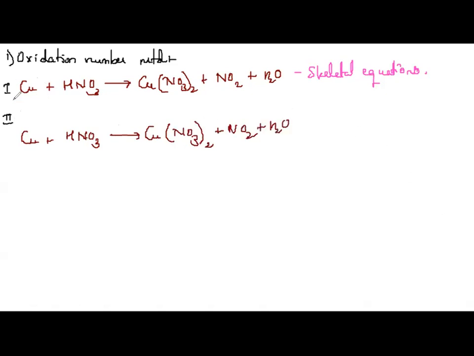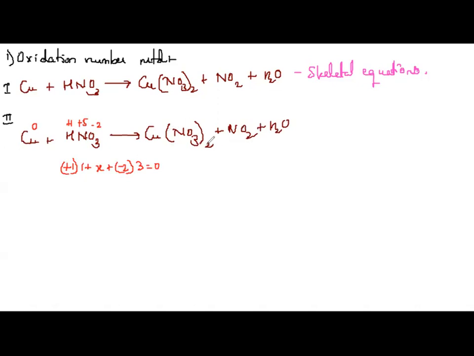Now I have to assign the oxidation states. Let us assign it. Copper in elemental state is 0. HNO3: oxygen, I know, is -2, and hydrogen is +1. Then what is nitrogen? Can we calculate it? So +1 into 1 atom plus X into 1, plus -2 into 3 is equal to 0. So 3 twos are 6, -6 plus 1 is -5. So X is equal to what? It is +5. So nitrogen is +5.